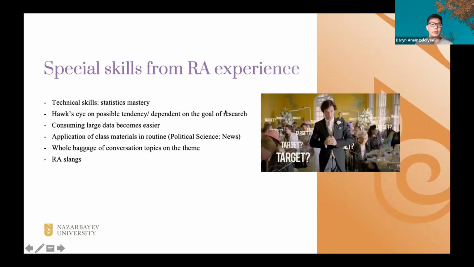The special skills that I got from the research assistant experience: learning some technical skills. I used to have difficulties with running the statistics, and now I'm fast at it. I got used to the statistical analysis process, to just entering the data, making the analysis, and seeing what tendencies we can gather from the data. So it's like analytical thinking. It boosts your analytical thinking for sure.